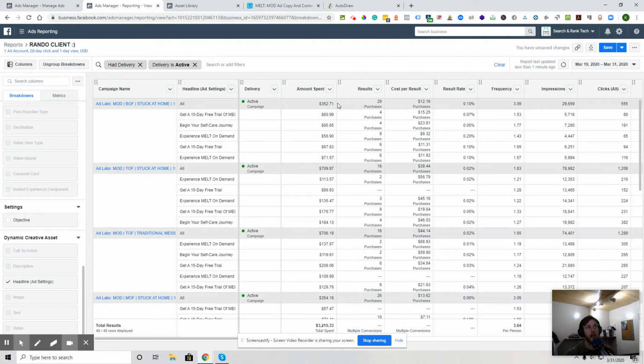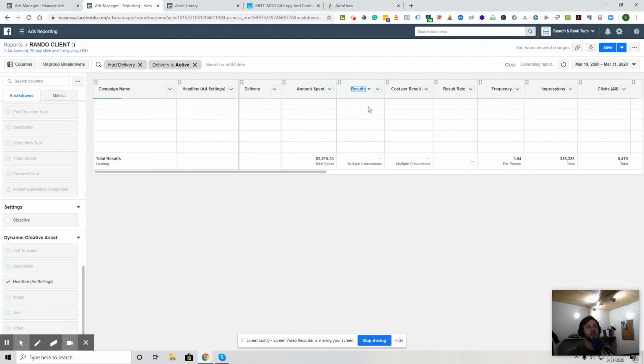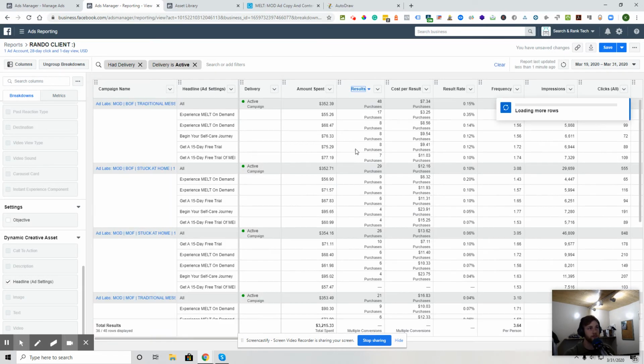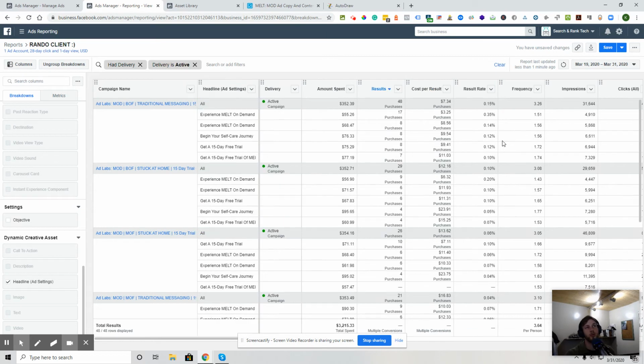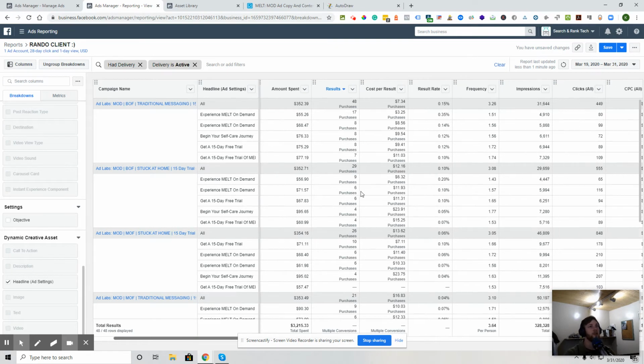So after I had already gone through this, I like to first check based on results here. All right, cool. So our highest one was experience melt on demand in the bottom of funnel traditional audience, which makes sense. Remember, our traditional messaging audience really did convert the best, which is sort of what we'd expect. They're the bottom of funnel audience. They're the highest engagement, and so they're going to be the ones most interested in our product or service when we present an offer. So obviously, this is great.